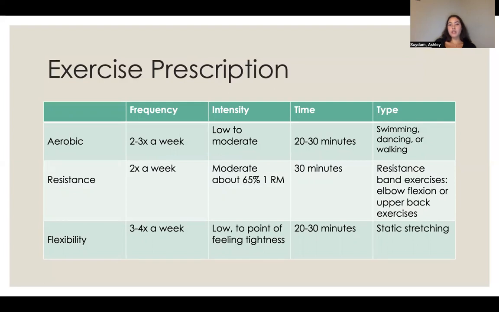And for her exercise prescription, for her aerobic training, I'm going to have her do that 2 to 3 times a week at a low to moderate intensity for about 20 to 30 minutes, whatever she's feeling that day. And since she said she liked swimming and dancing, she can do that for aerobic or walking if she's not up to either of those.